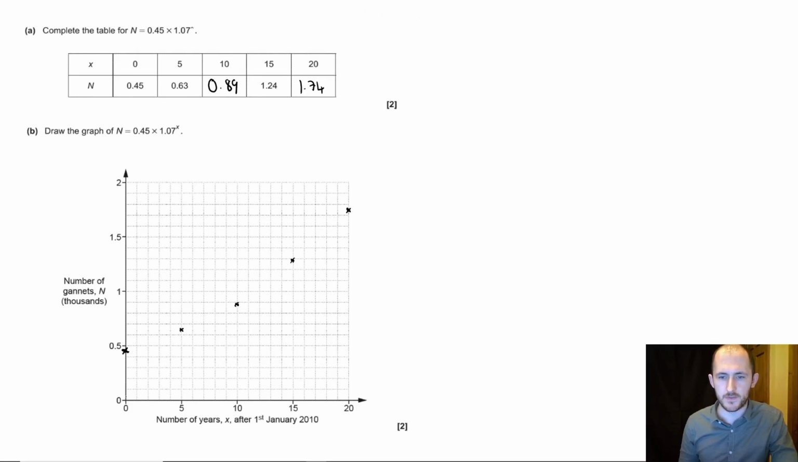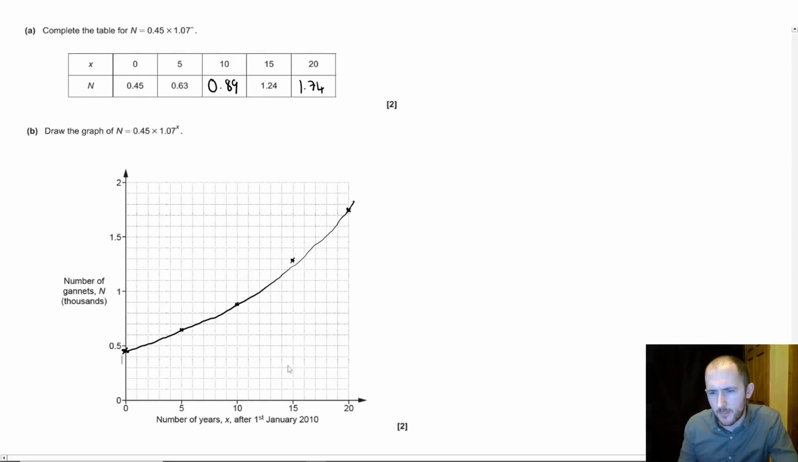And it says draw the graph, so again we're just going to do a nice curve. Not the worst, but not bad. In fact, did I plot that point correctly? Wait, 1.2. Yeah, I could make it slightly lower, I suppose. Oh, that was terrible. Okay, I'm sure you guys get the point.